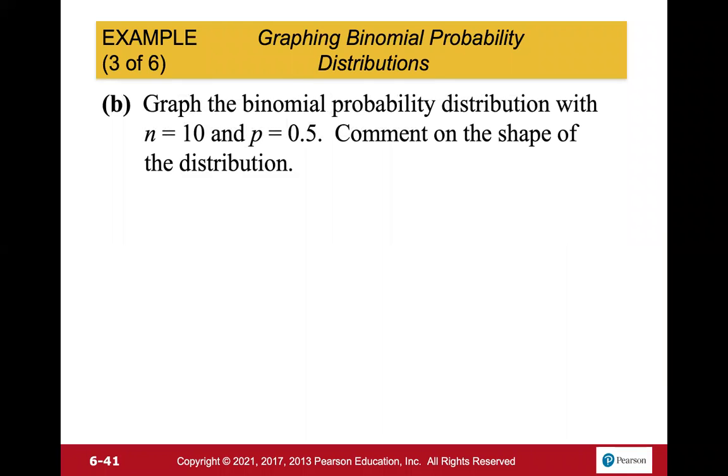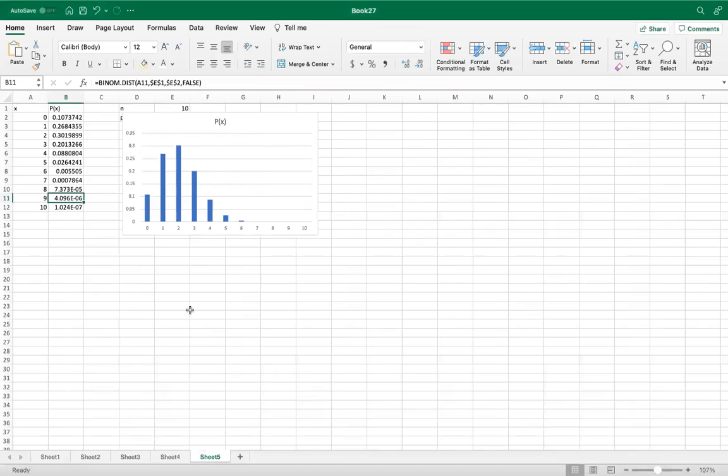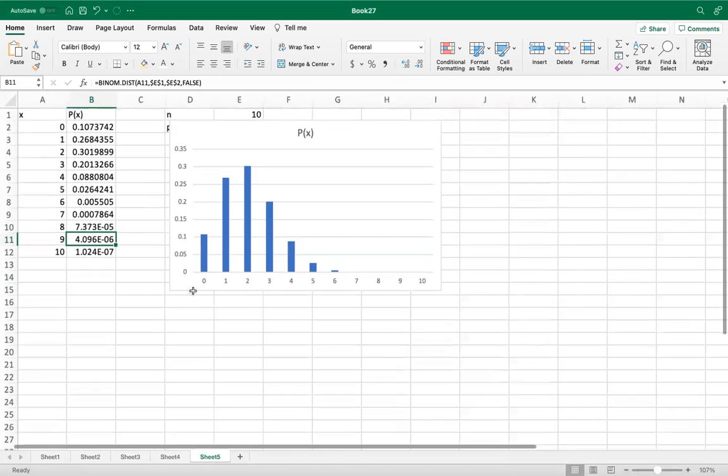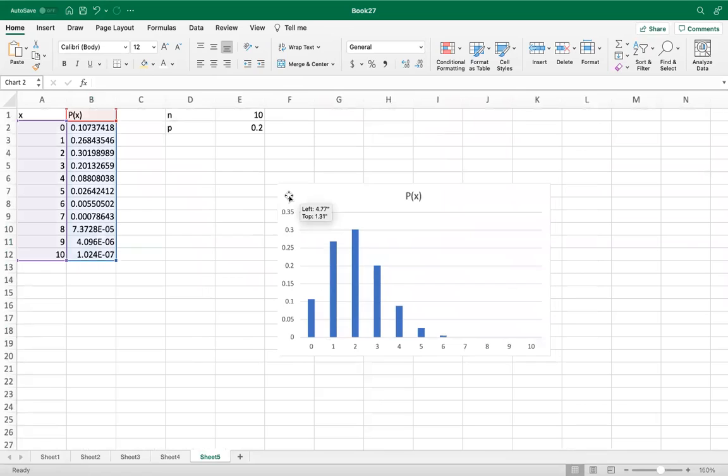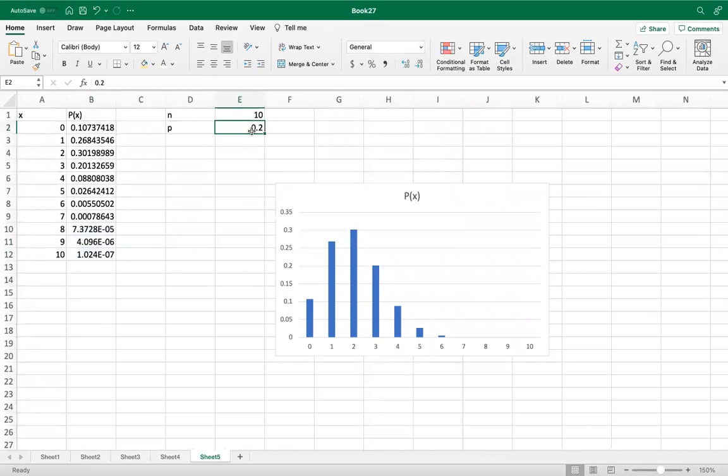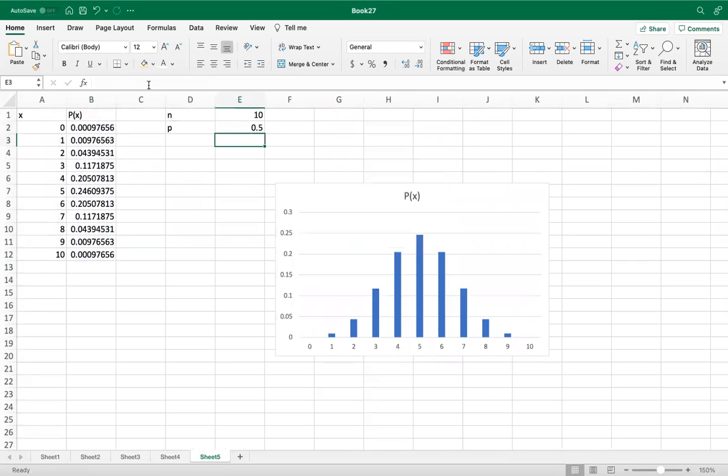Now let's graph the binomial probability distribution with n equaling 10, p equaling 0.5. So let's do the same thing over here: n equaling 10, p equaling 0.5, and see how it changes. It changed all of these, which forced us to change all of this over here. So notice that this is still roughly symmetric. Actually, it's very symmetric, more symmetric than the previous one.